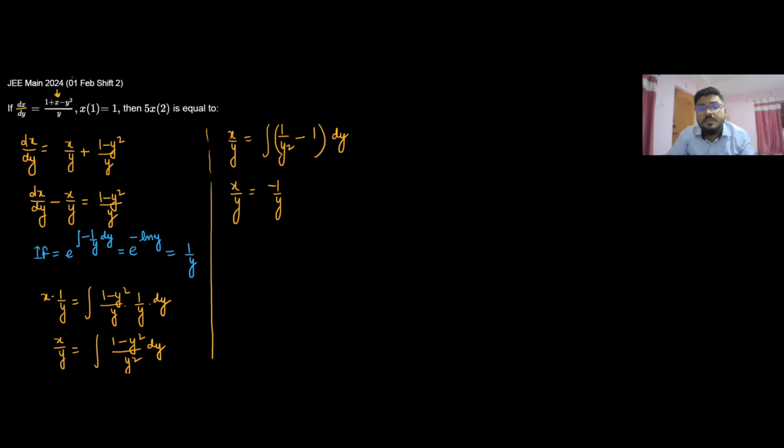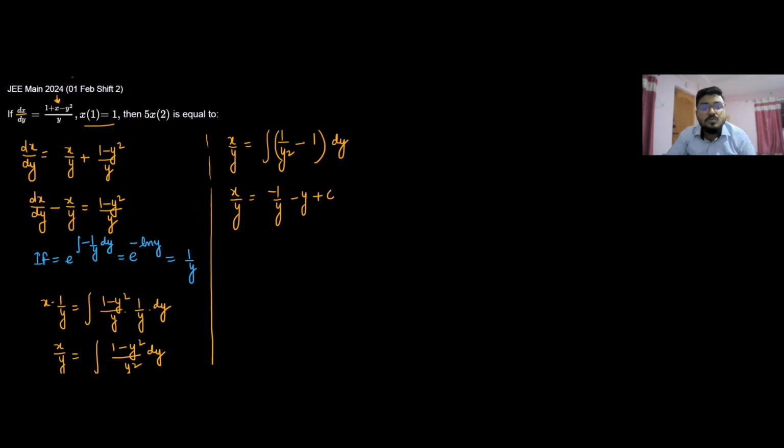So that is x by y equals integral of 1 by y square minus 1 into dy. So that is x by y equals, the integral of 1 by y square is minus 1 by y, minus y plus c. Now this is the solution, and x of 1 is equal to 1. So when we put y equal to 1, x is 1. So 1 equals minus 1 plus c, so c equals 3. That means the solution is x by y equals minus 1 by y minus y plus 3.